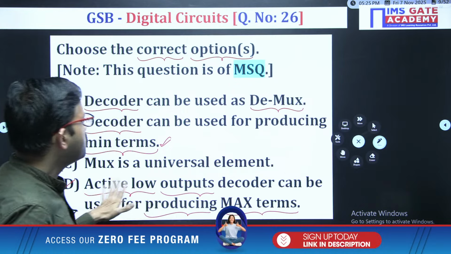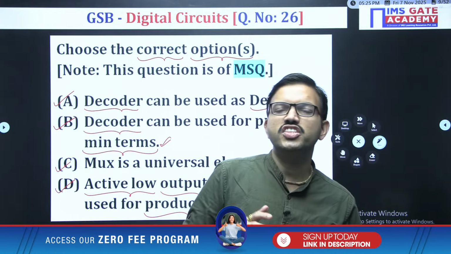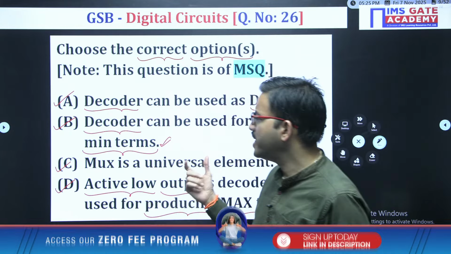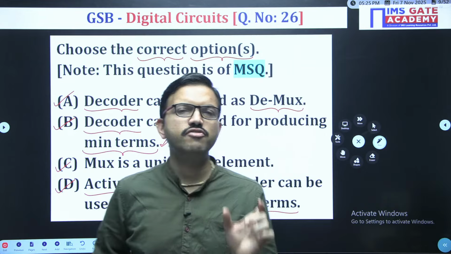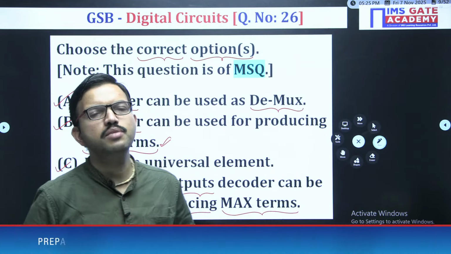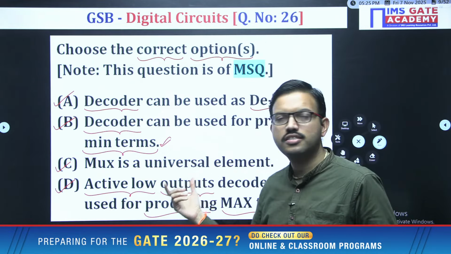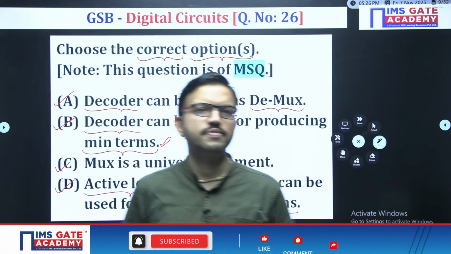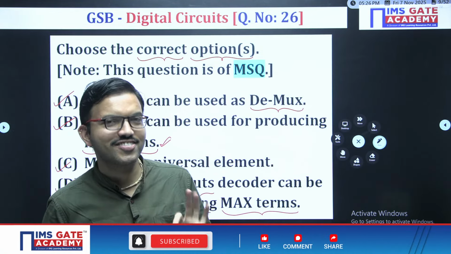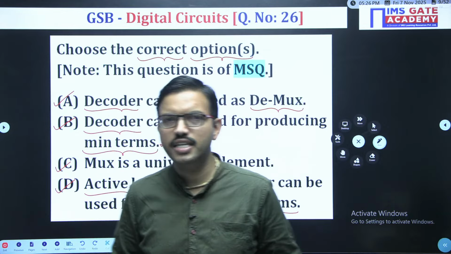Yes, mux is a universal element. Yes, it is correct. See, with respect to the logic gates chapter, NAND gates and NOR gates are the universal gates, because with the help of NAND gates or NOR gates, we can implement any Boolean function. Exactly in a similar way, with the help of a mux you can implement any Boolean function, provided one condition. If it is satisfied, with the help of a single mux you can implement any Boolean function.